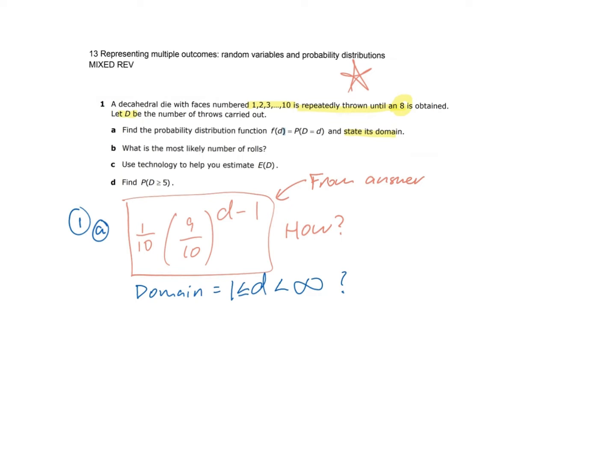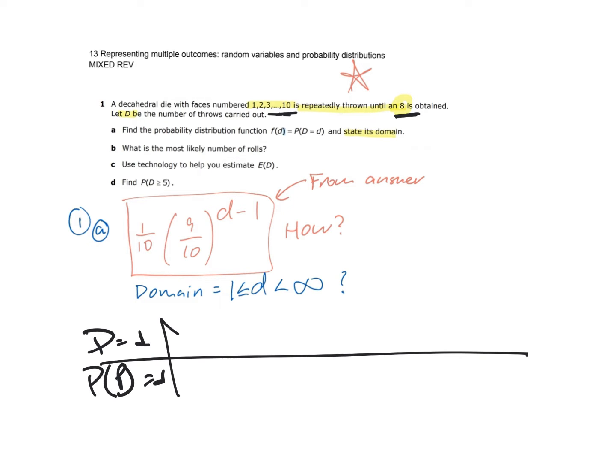Okay, so on this particular problem, we're going to have a dice with 10 sides, and we want to throw it until we get an 8. So if I go D equals d, this is the probability that D equals d if I make a table here.